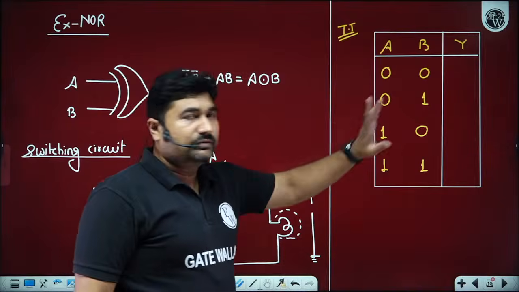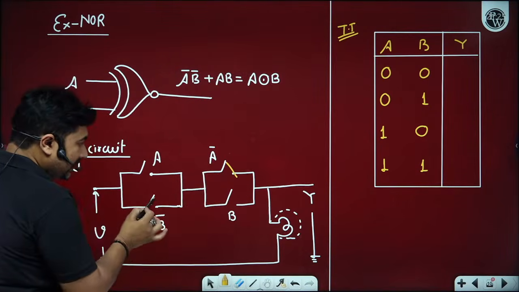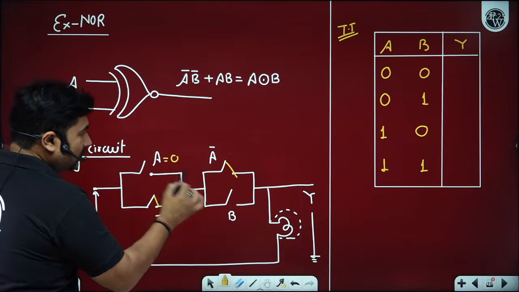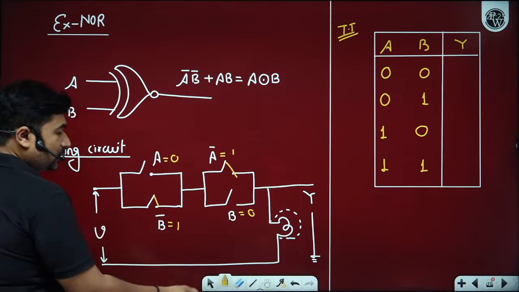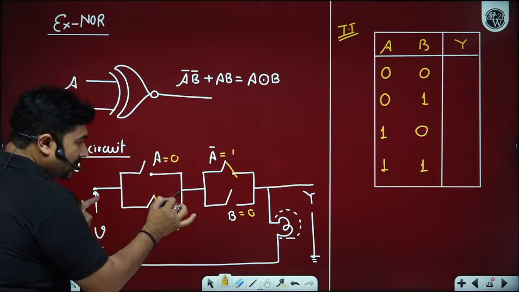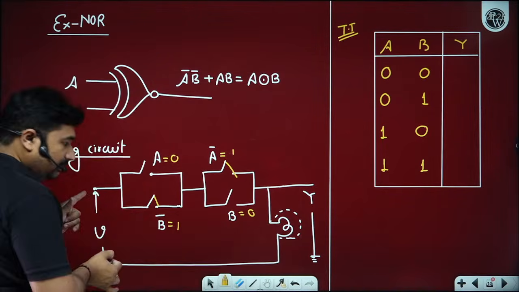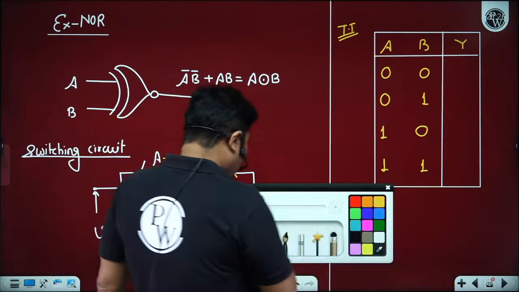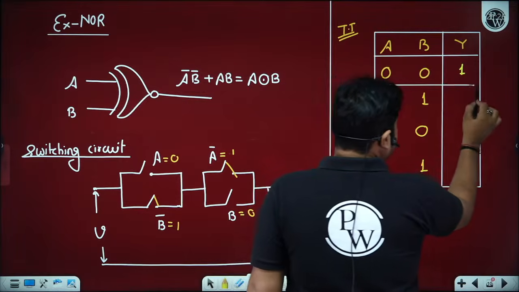Now please observe what happens for 0 0. For 0 0, what happened? A bar is 1 and B bar is 1. When A is 0, A bar is 1. When B is 0, B bar is 1. So this switching circuit will get a complete path for the current to flow through the bulb, and the bulb glows. Is it okay? So output is detected as logic level 1. Is it okay? Yes, sir.